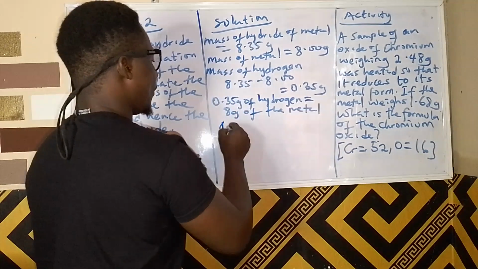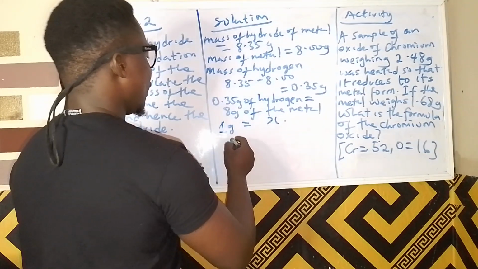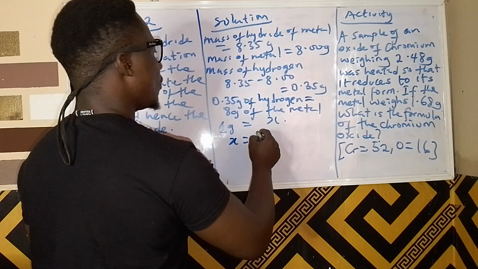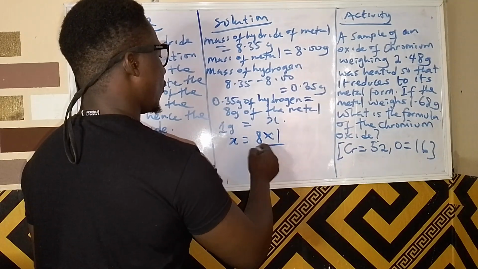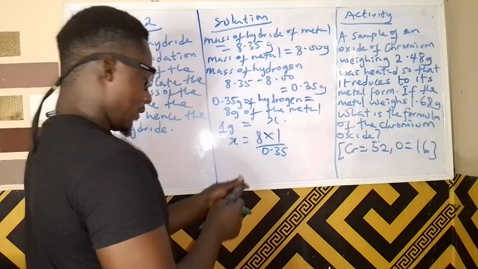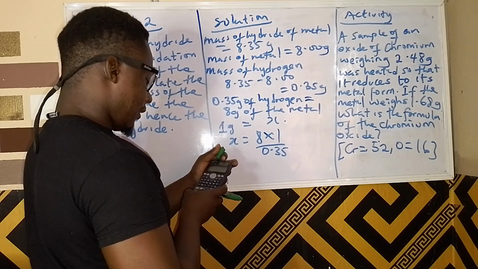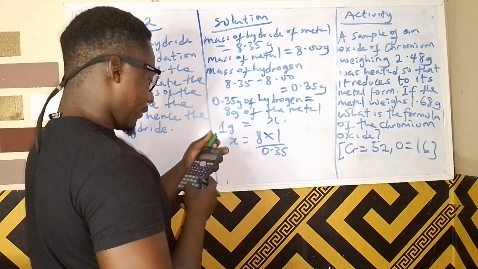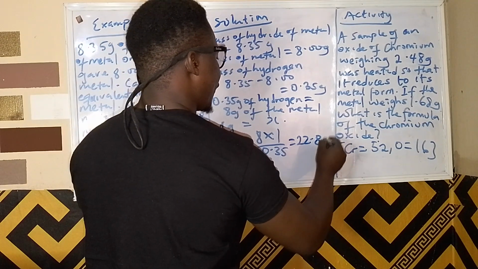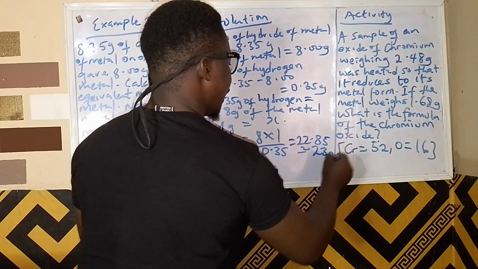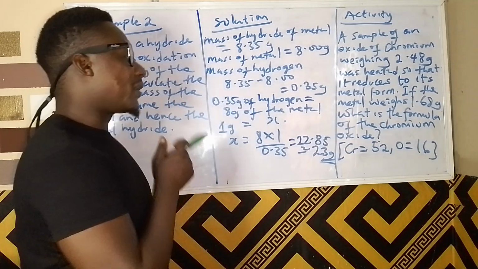Then 1 gram will now be equal to x. So you are going to have x equals 8 multiplied by 1 over 0.35. So you have 8 over 0.35, and it's going to give us 22.85, approximately 23 gram. So the equivalent mass of the metal is 23 gram.